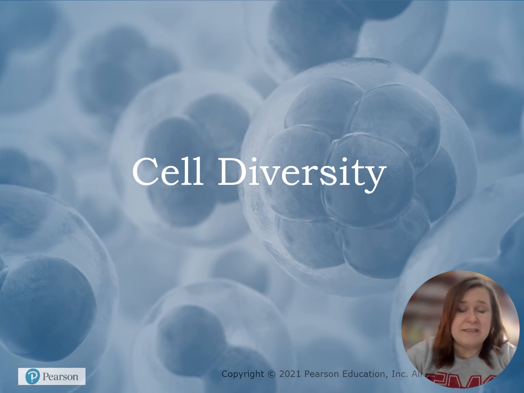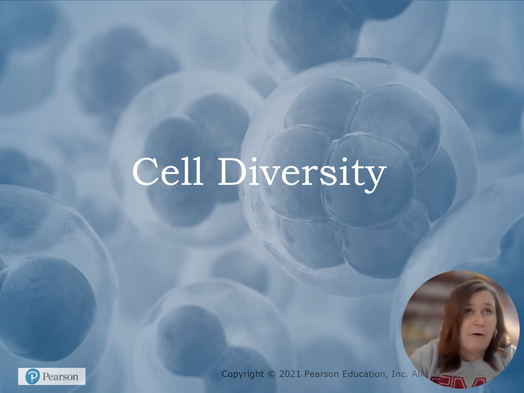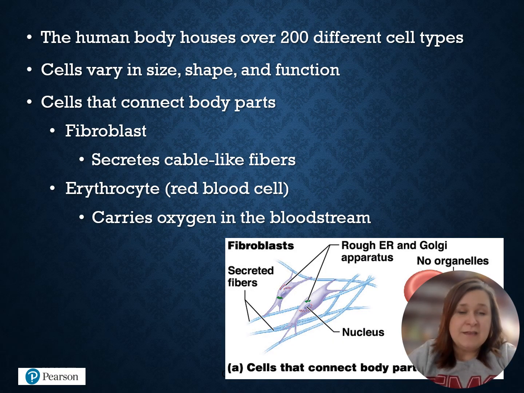So let's talk a little bit about cell diversity, because there's a lot, and this is not going to encompass all of the kinds of cells that there are in the human body. This is just going to cover a few that will definitely be important for this class. The human body is going to have over 200 different cell types. These cells are going to vary in size, shape, and function.